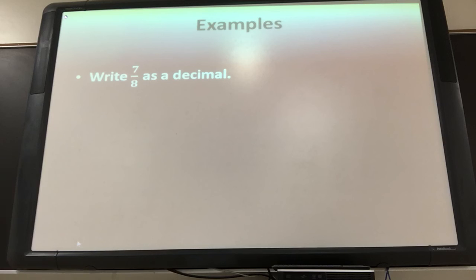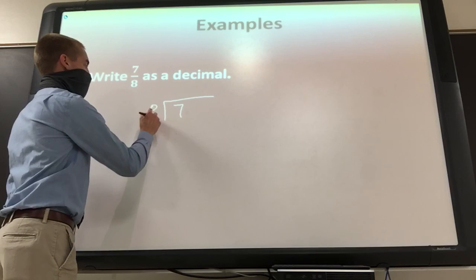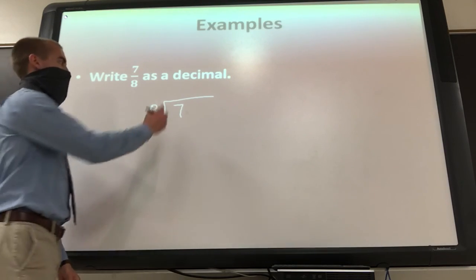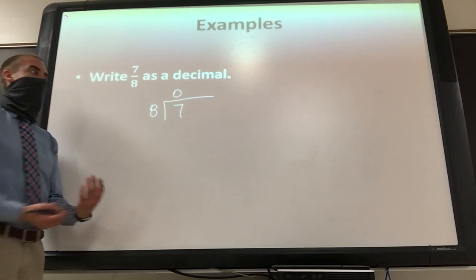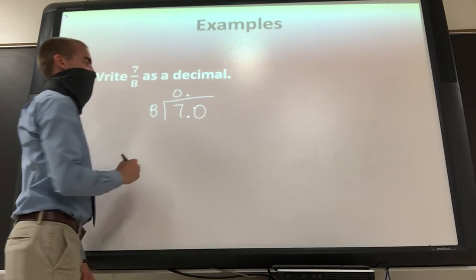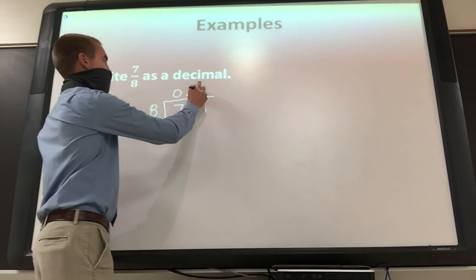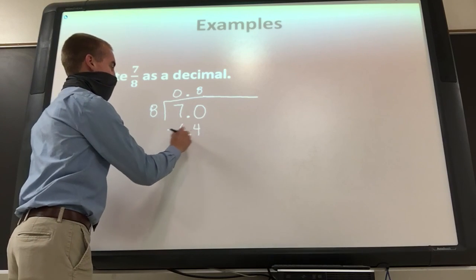7/8. So 7's going to go on the inside. 8's going to go on the outside. 8 goes into 7 0 times. Put a 0 over that 7. And since we can't do it, once again, put your decimal point, pull it up to the top, and add a 0 after the 7. So now we're thinking 8 into 70. 8 goes into 70 8 times. Yep. So 8's going to go over that 0, and we're going to subtract 64.